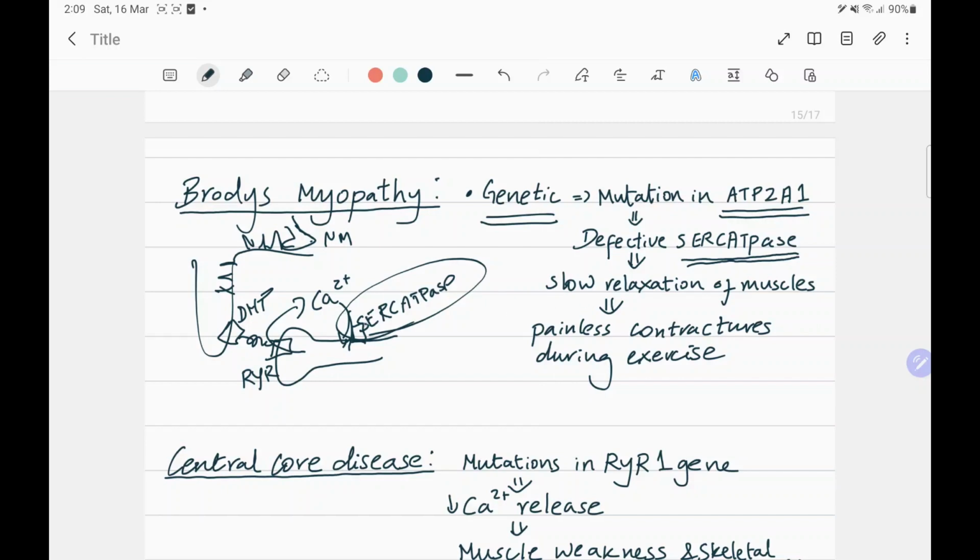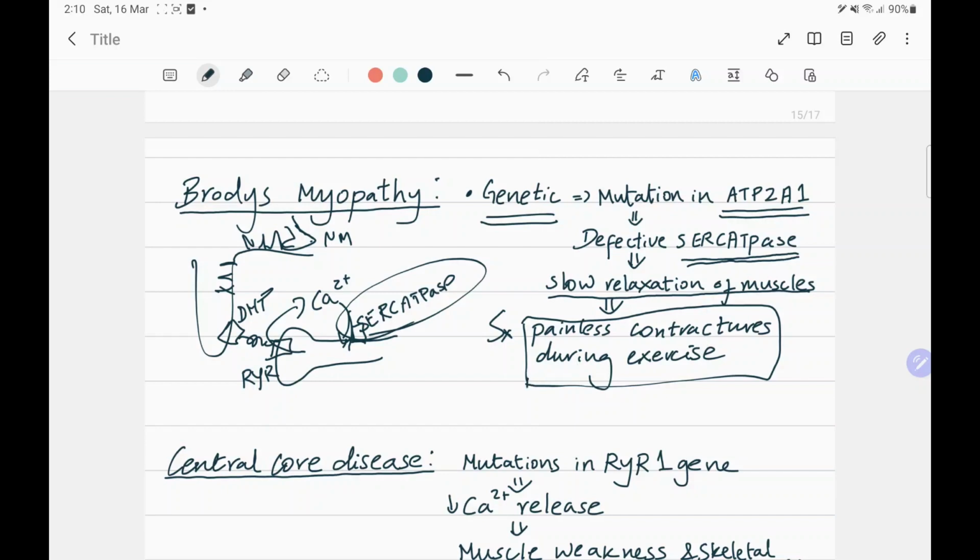Now, if your SERCA ATPase is not working, if there is a loss of function mutation, then you end up with the inability to take the calcium fast enough back into the L tubule. So there's more calcium, and if there's calcium, there's going to be muscle contraction taking place, cross-bridge cycling, sliding filament theory, and all that stuff. So you won't be able to relax your muscles. Your muscles are in a state of slow relaxation, and this manifests symptomatically as painless contractures. So symptomatically, SX, this is like our code for symptoms and signs: painless contractions in the muscle, contractures, it stays contracted during exercise.